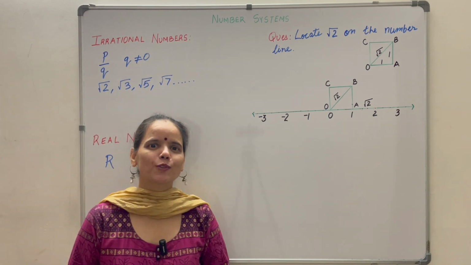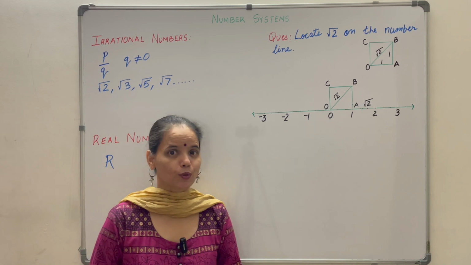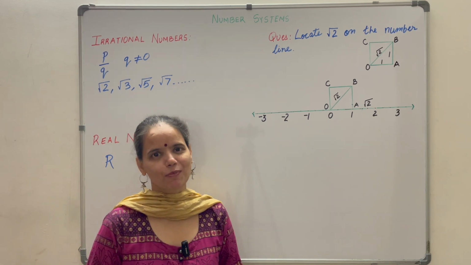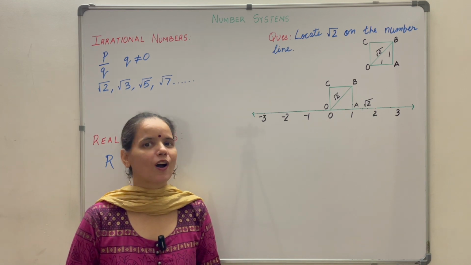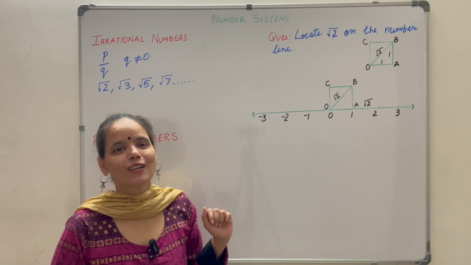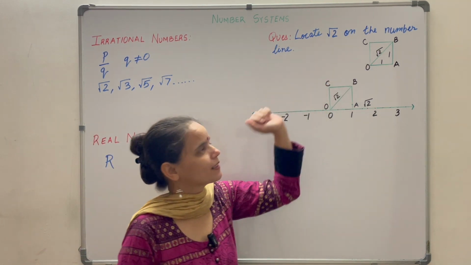You already know how to represent a rational number on the number line. In case you have forgotten, you can refer to my video whose link I have given in the description box below. Let us now see how to locate an irrational number on the number line with the help of this question. Locate root 2 on the number line.